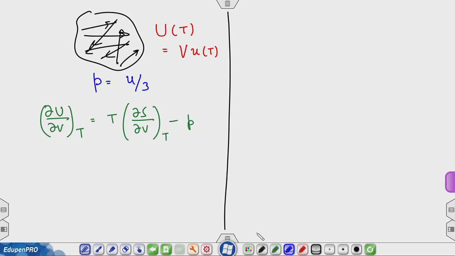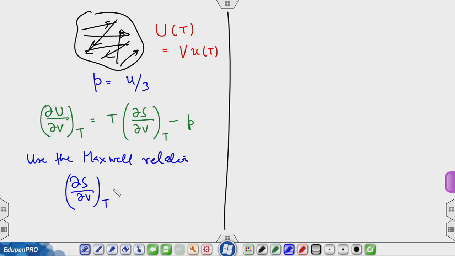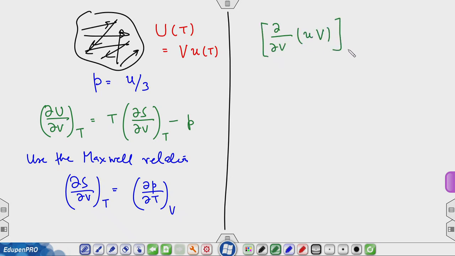Now, use the Maxwell relation: partial S over partial V at constant T is equal to partial P over partial T at constant V. And then we get d by dV of (u V) at constant temperature is equal to T dP/dT at constant V minus P.